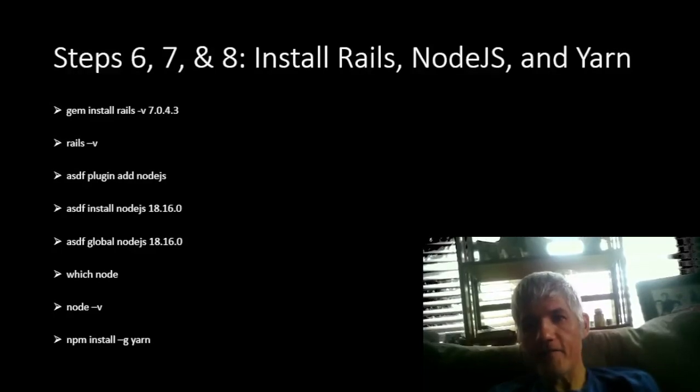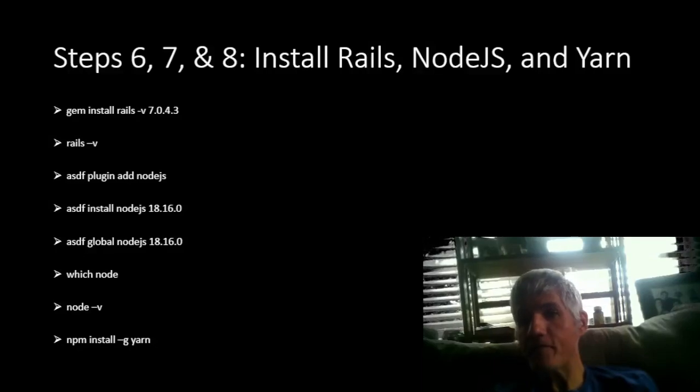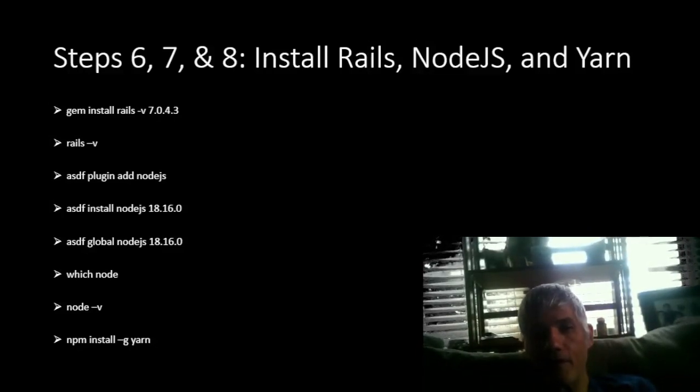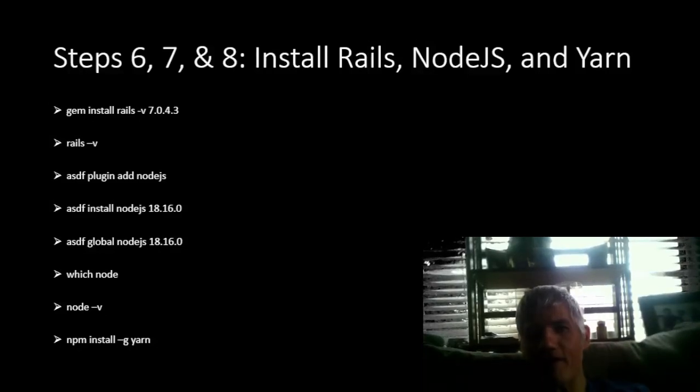The next steps involve installing Rails, installing Node.js so you can use JavaScript with our Rails app, and installing Yarn, which is a library manager for JavaScript to easily install and manage our JavaScript libraries. The next few commands, just type in gem install rails -v 7.0.4.3. Then we're going to type rails -v to verify that version of Rails was successfully installed.